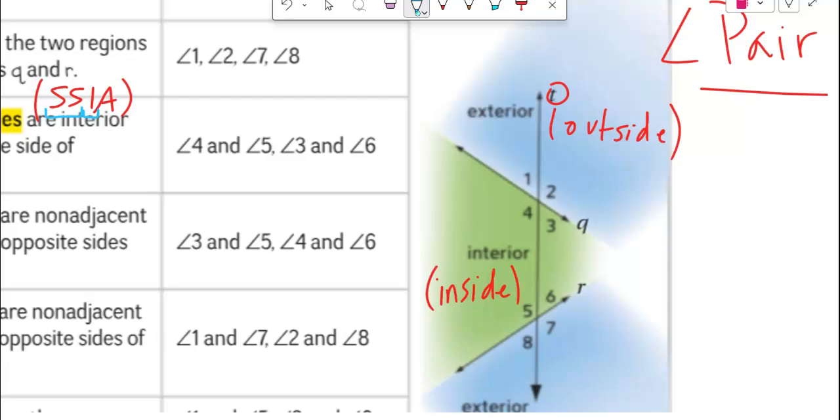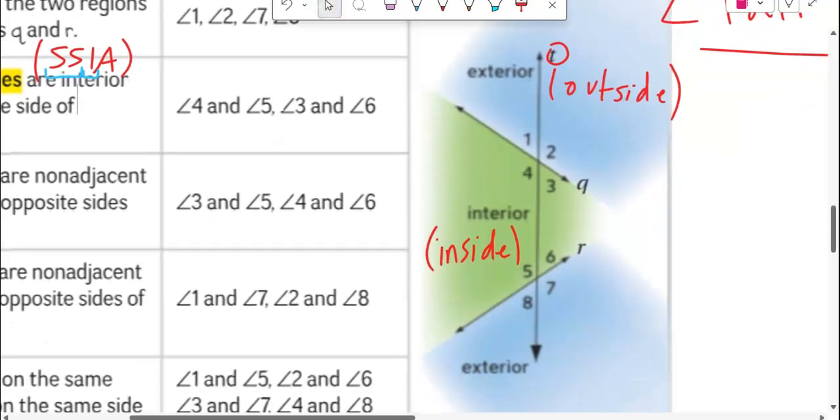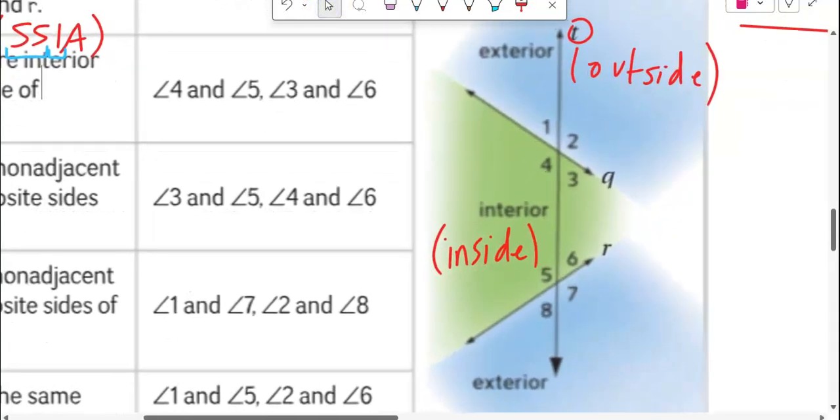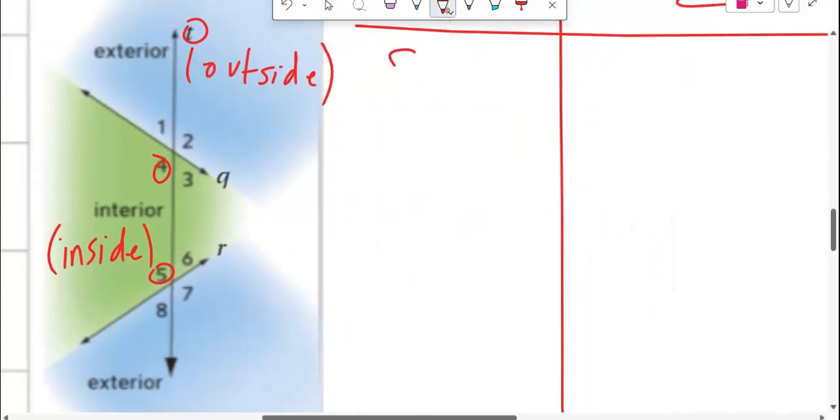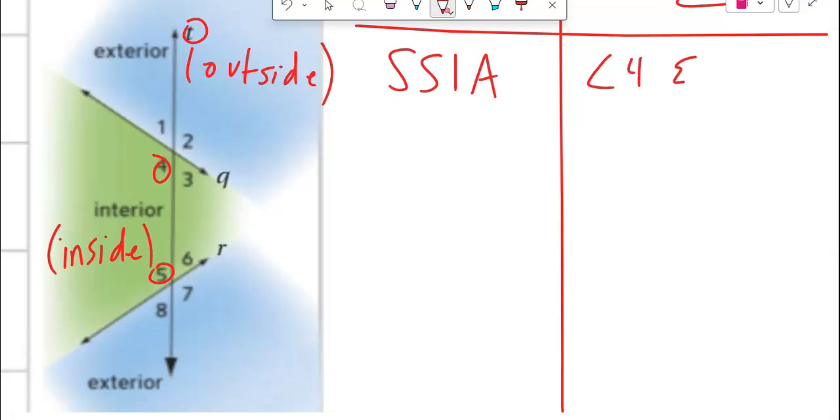So right here, give me 2 angles that are on the same side and the interior of the transversal. Go ahead, Archie. Angle 4 and angle 5. So we say 4 and 5. They're both on the left of the transversal, and they're inside of Q and R. Go ahead and add that to your table in your notebook. So we should have SSIA right here, angle 4 and angle 5. That's our pair. Okay, give me another pair of SSIA.